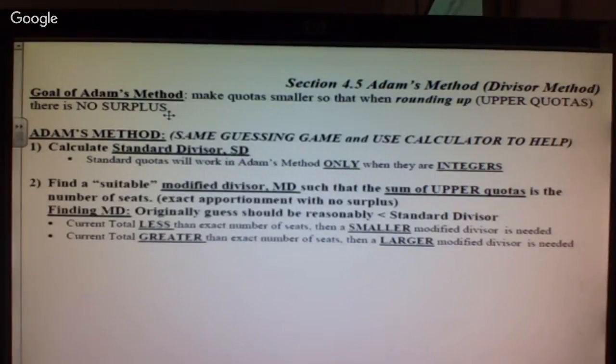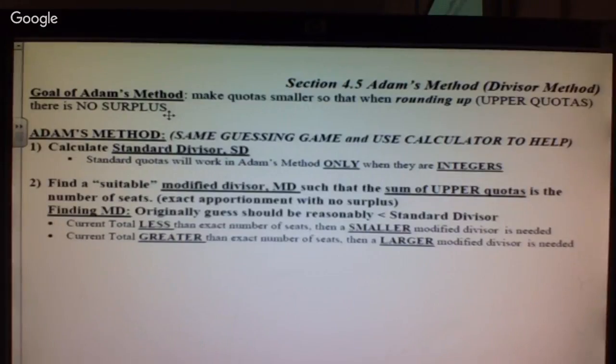So you need to find the page that says 4.5 Adams method. We have one more method under Adams method, and that's tomorrow's method, which is Webster.